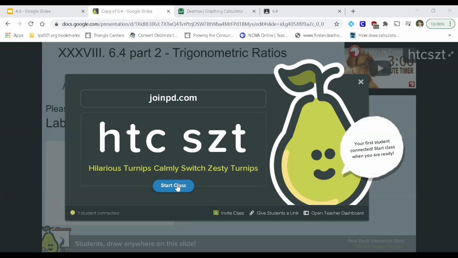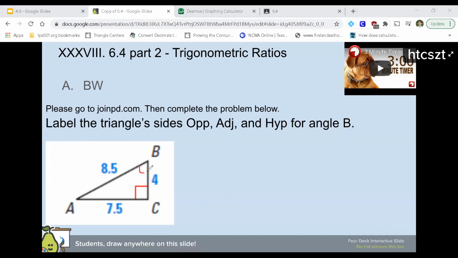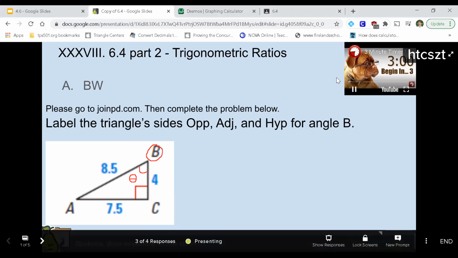So for bell work today, given this right triangle and these set numbers, I would like you for angle B to label these three sides: opposite, adjacent, and hypotenuse. So tell me, which of these numbers is the opposite of angle B, which one is adjacent to angle B, which one is the hypotenuse of the right triangle? Okay, I'll give you 3 minutes to try this on your own, and then we'll go over it.